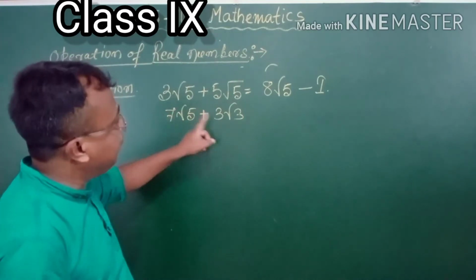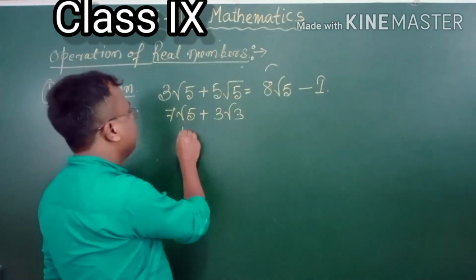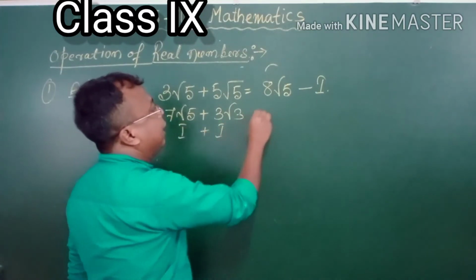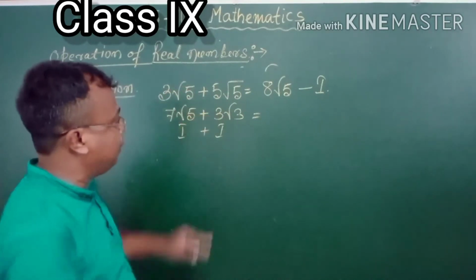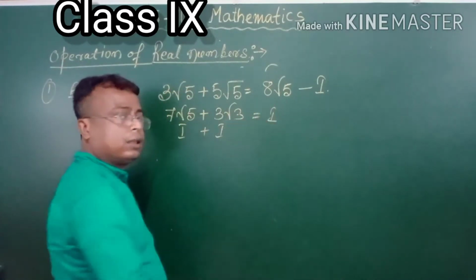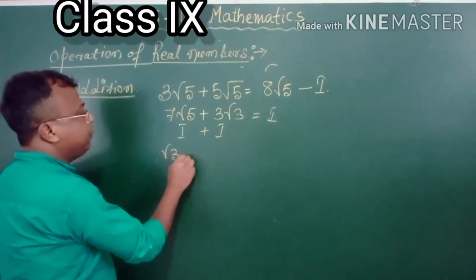Here also you are adding two irrational numbers. Two irrational numbers I am adding, I am getting the answer. You cannot add this one. Your answer will be this one only. Means I am getting a what? An irrational number only. Correct? So similarly, root 3 plus root 3.